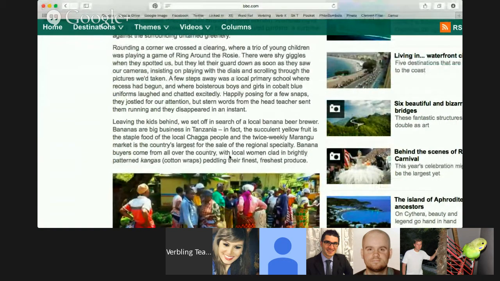Rounding a corner, we crossed a clearing where children were playing a ring around the rosy. There were shy giggles when they spotted us, but they let their guard down as they jostled, insisting on playing with the dials and scrolling through the pictures we'd taken. A few steps away was a local primary school where boys and girls in cobalt blue uniforms laughed and posed for a few snaps. They vied for our attention. Words from the head teacher sent them running and they disappeared.